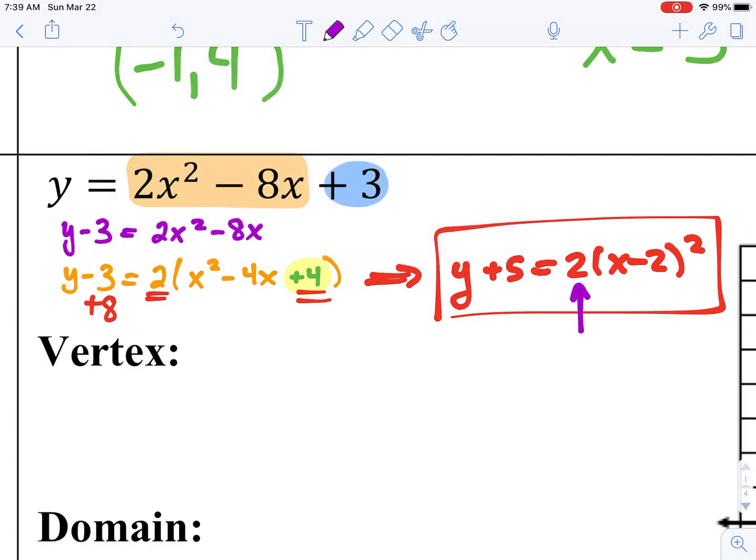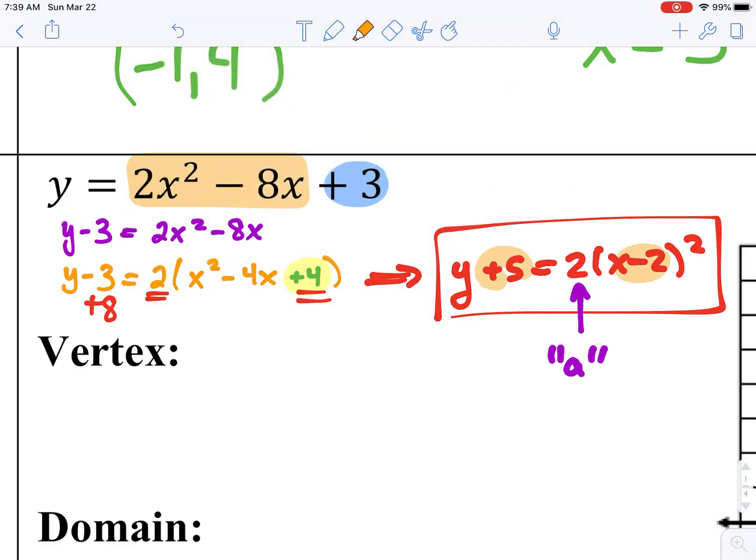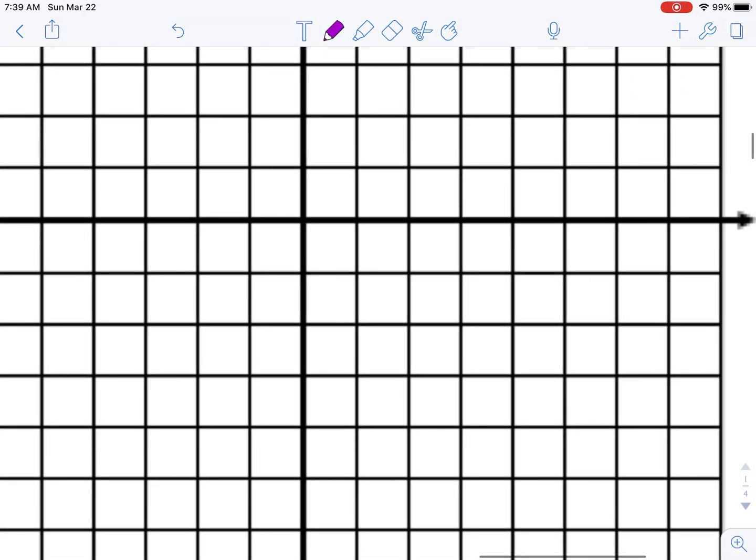This has an A value. Notice this is an A value. It's on the squared side. It has an A value of 2, so we're going to use our modified pattern. Our vertex, we're going to take the opposite of both. The opposite of both would be, my x value opposite is 2, and the opposite of my y value is negative 5. Just make sure you put the x in the x spot and the y in the y. So let's first plot this: 2, negative 5.